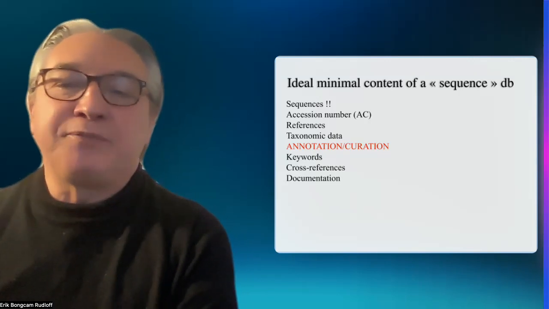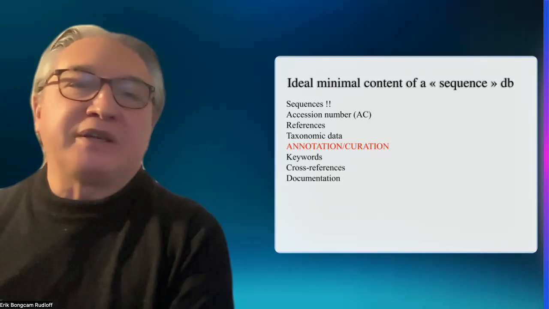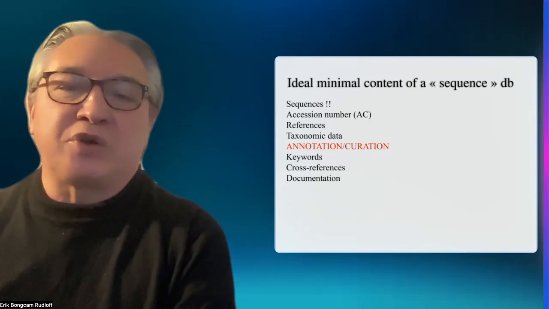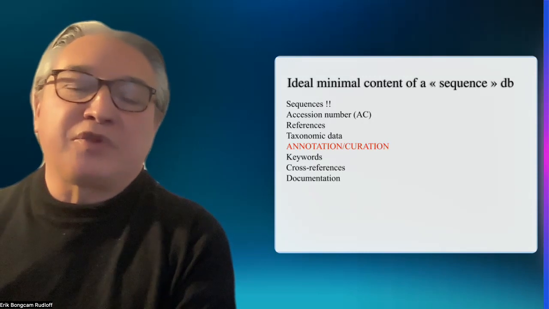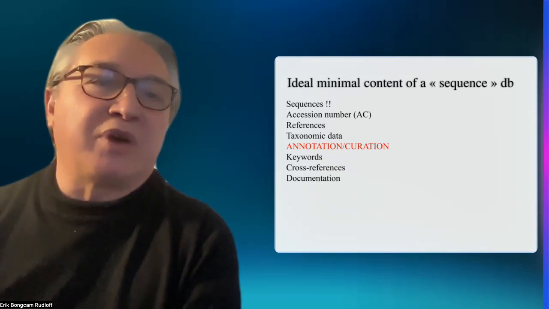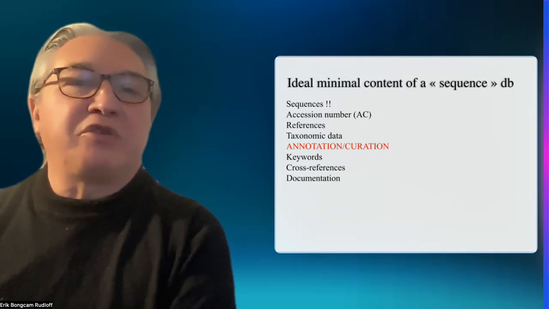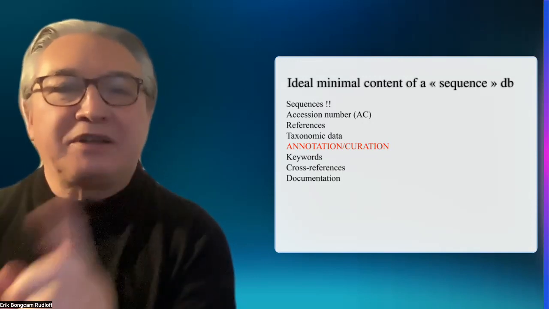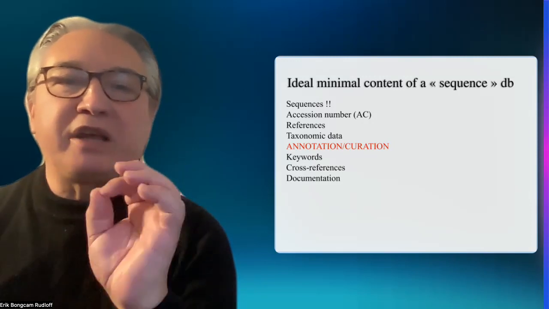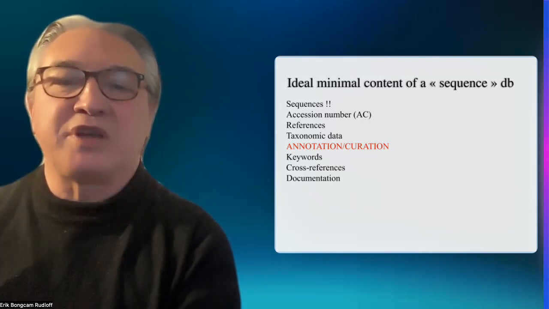And as you can see, this is so easy in reality, in the way that it's organized. First, of course, you need to have a sequence. Otherwise, it's not a big idea to have a sequence database. But then you need to have the accession number. And I repeat it very many times, the unique identifier for your sequence.